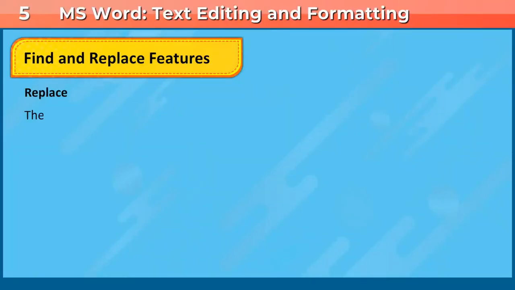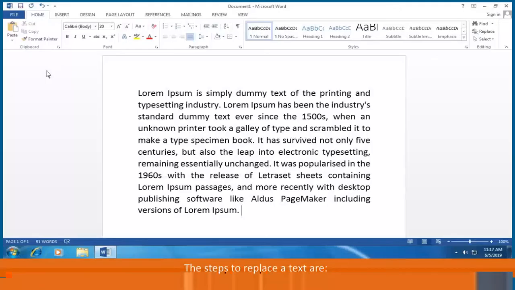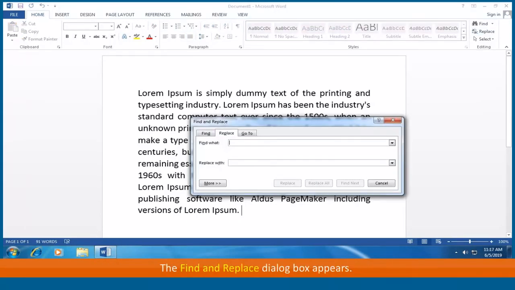Replace. The Replace feature can be used to replace an existing text with a new text. The steps to replace a text are: first, on the Home tab in the Editing group, click on the Replace button. The Find and Replace dialog box appears. Second, in the Find What box, type the text that you want to search for and replace. Third, in the Replace With box, type the replacement text.